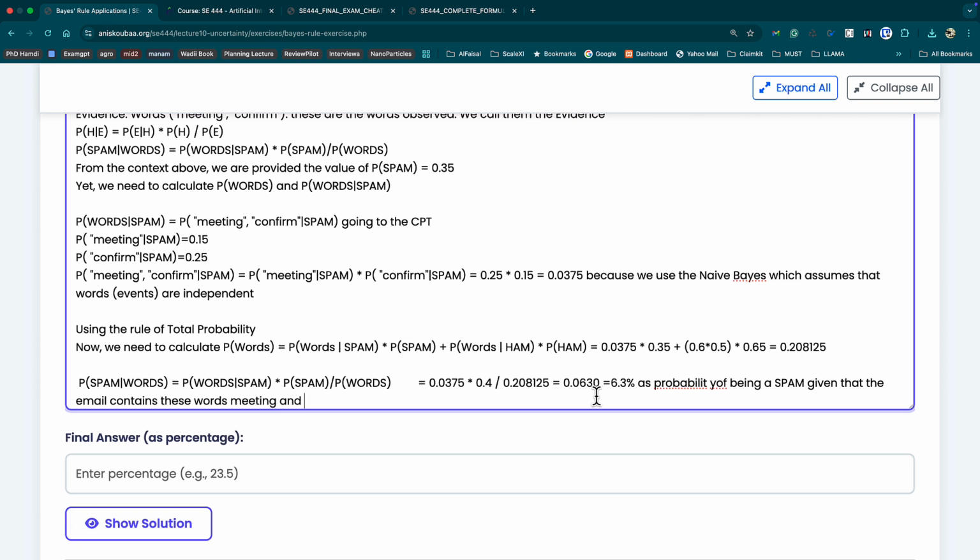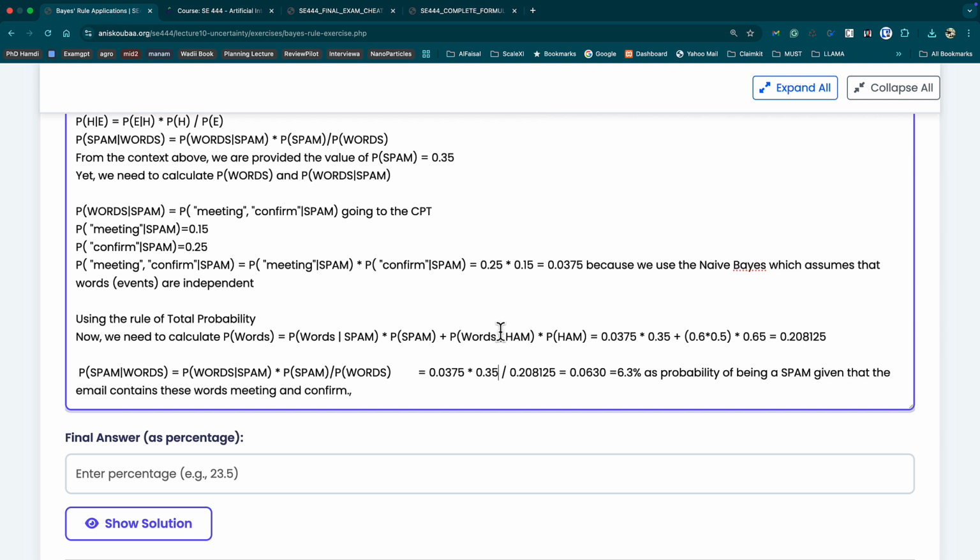and confirm. In the probabilities, 0.35, not 0.1. 0 point, where here? What is this? 3.5. Okay.